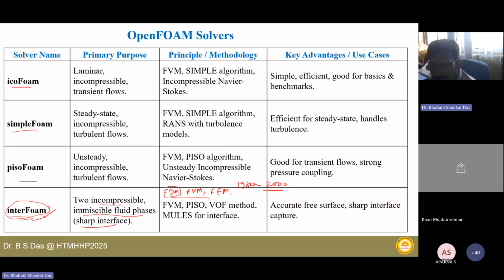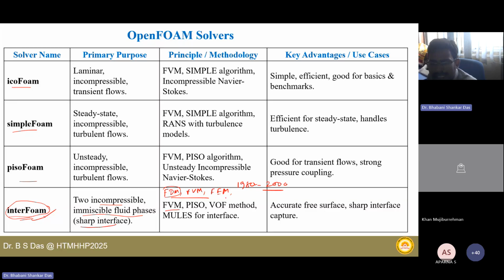Many NITs don't have this numerical modeling course in their master's programs. So OpenFOAM is very new, only 8 to 10 years old. We need to focus on OpenFOAM modeling so that we can stay ahead of others.